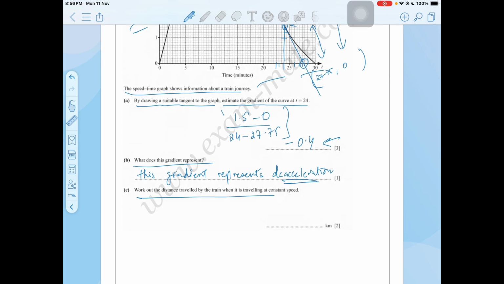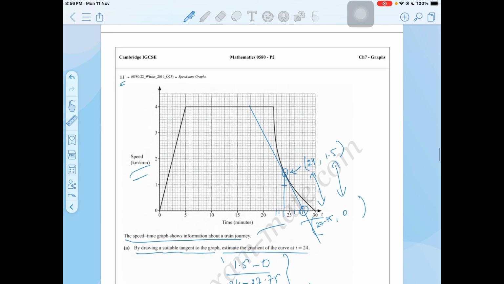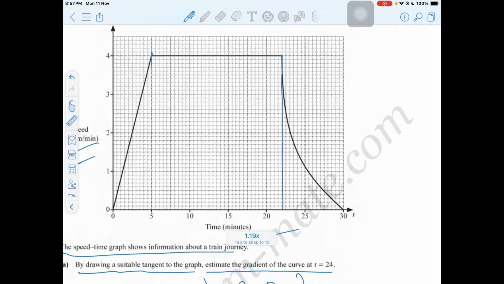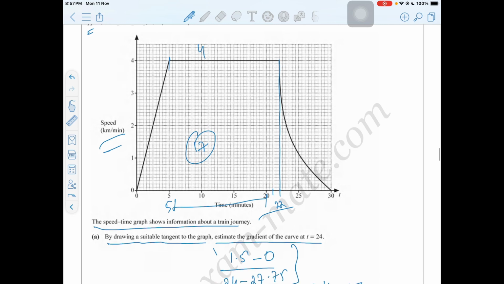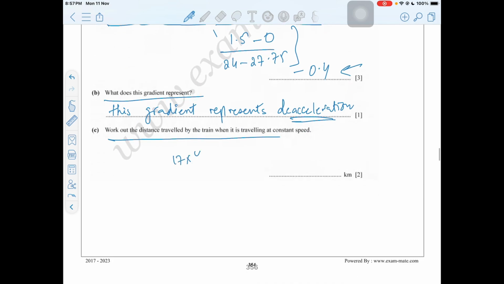Work out the distance traveled by the train when it is traveling at a constant speed, right? So for a constant speed, let's just remove this. This is the constant speed, I guess. I'm making it correct, I hope. This is 1, this is 20, this is 22, and this is 5. So this would be 17 in this length, and this is 4, so this would be 17 multiplied by 4. So we get our answer as 68, right?